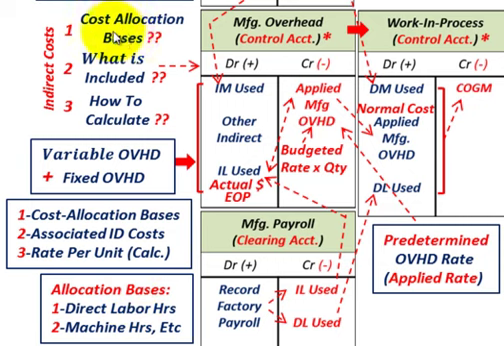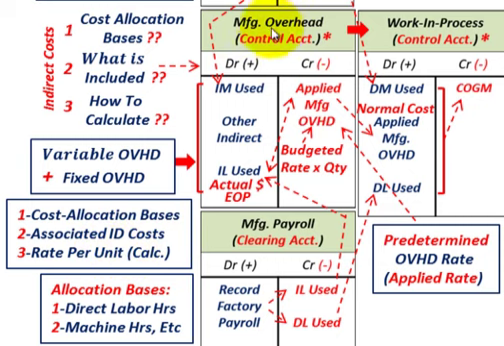So for our cost allocation, we first determine our cost allocation basis, and we're going to do it for one overhead rate. You would follow the same procedures for any number of different overhead rates, depending on what department the product is flowing through. Then what's included would be the associated indirect costs, and then how to calculate it is the rate per unit. In this case, a rate per direct labor hour that we're going to be calculating.